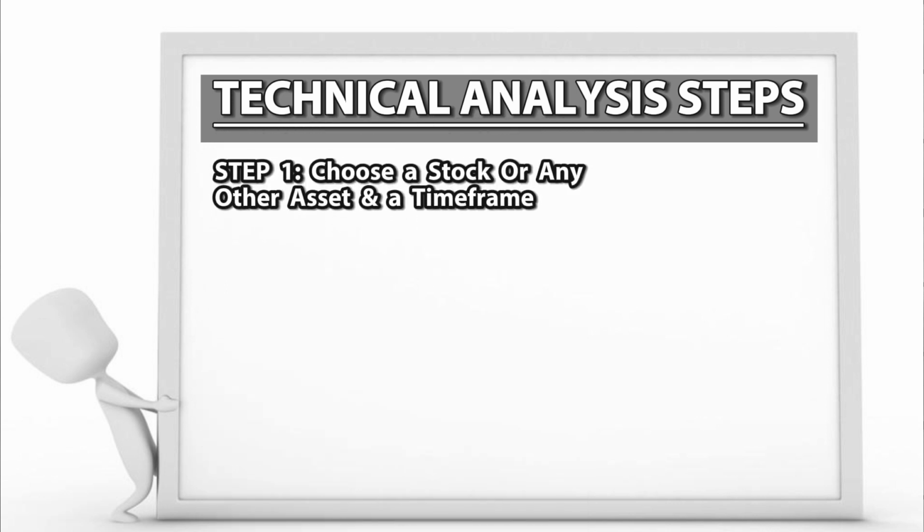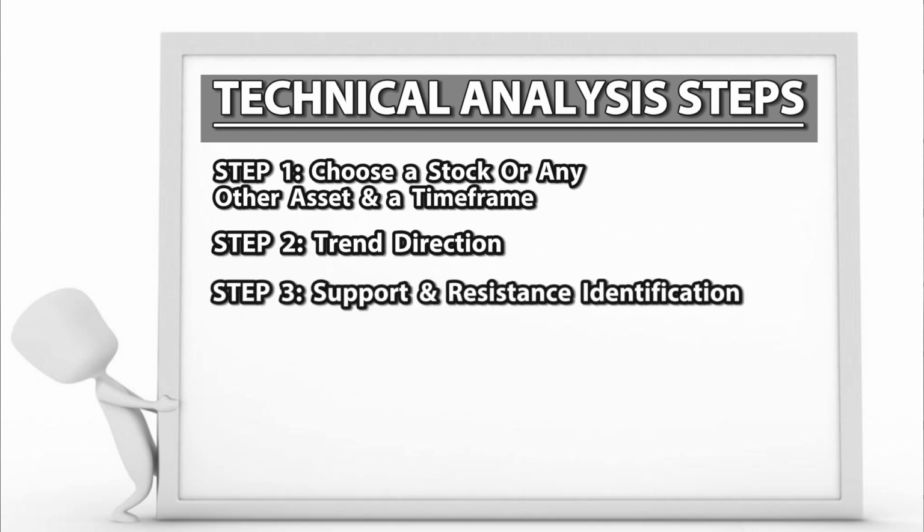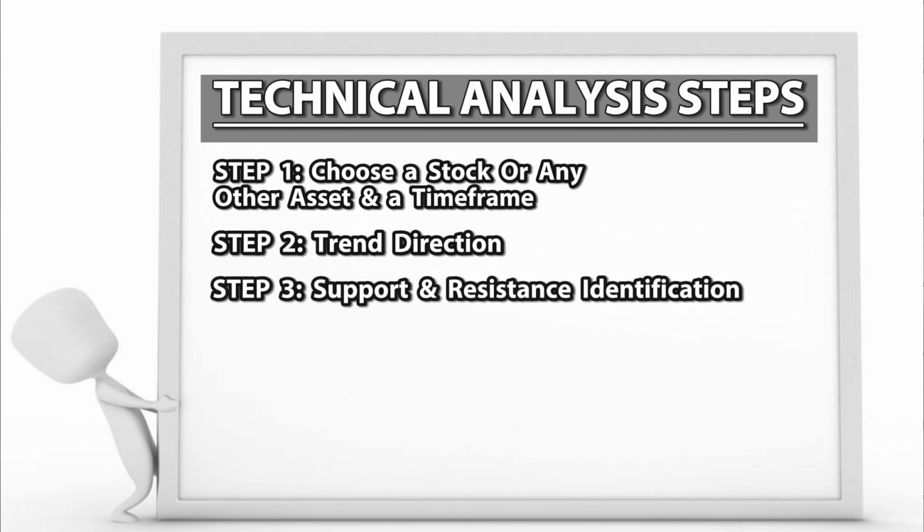Choose a stock and a time frame that suit your trading style and goals. If you want to trade Apple on a daily basis, you might use a daily chart to analyze the price movements. Step 2. Identify the trend direction of the stock. You might use a trend line or a moving average to see if the price is moving up, down, or sideways.